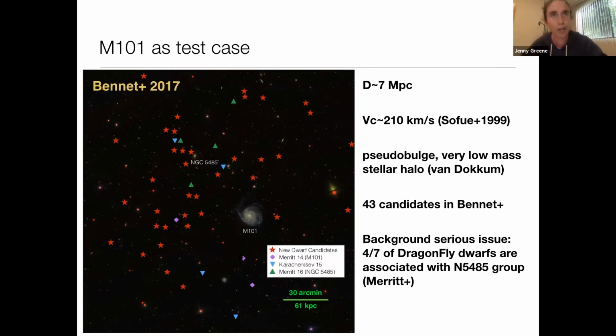But let's just look at the red stars. There's 43 of them. That's a lot of satellites, way more than the Milky Way at the sorts of masses that they're sensitive to here, down to a few times 10 to the 5. And you can't help but notice that most of them are on one side of M101 and close to NGC 5485, which is a background group. So in order to figure out which of these really are friends of M101, you really need distance.